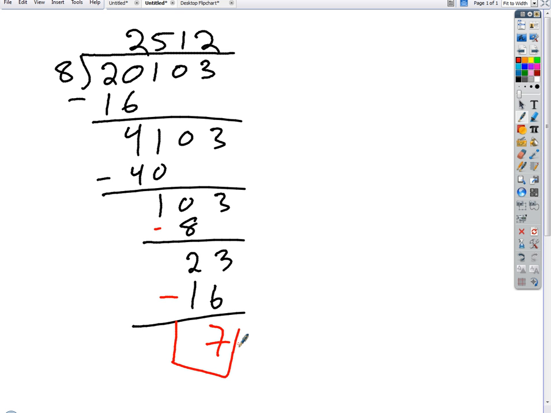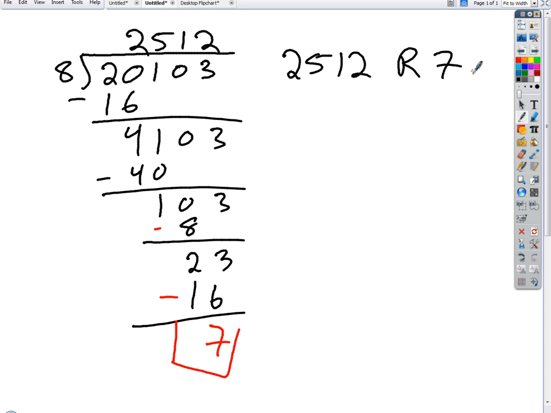Now, how do we write this answer then? A lot of times you were taught, and this was kind of a bad way to do it, we wouldn't do this anymore in grade school, but you were probably taught to write your answer as 25, 12, R, 7. Do you remember doing something dorky like that? Okay, that really doesn't make any sense to do.